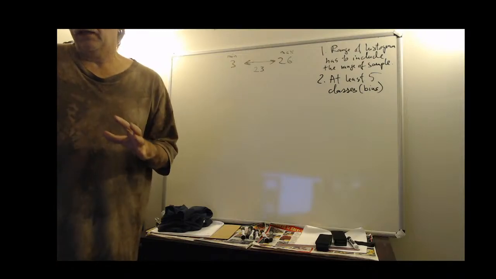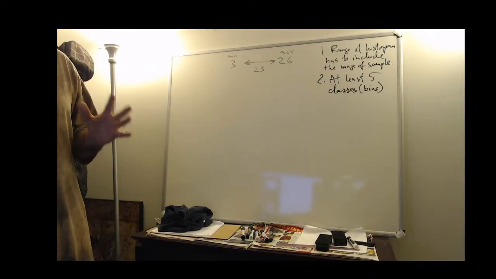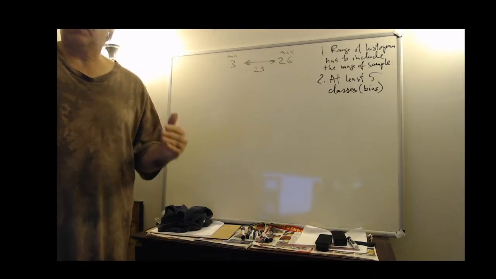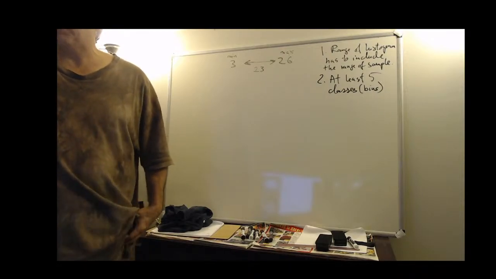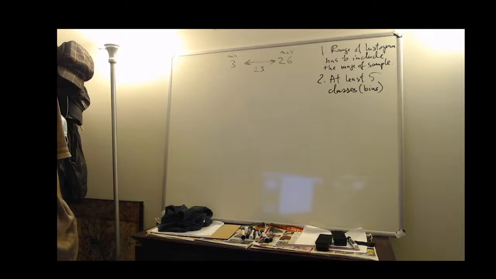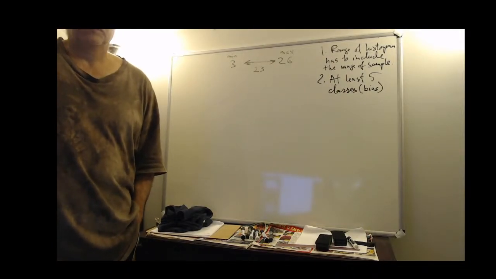Now I have data that has 30 numbers in it. My sample is of size 30. This is called sample size. There are 30 numbers in it. Some of them are repeating, but there are 30 of them. So it's what we call a big sample.